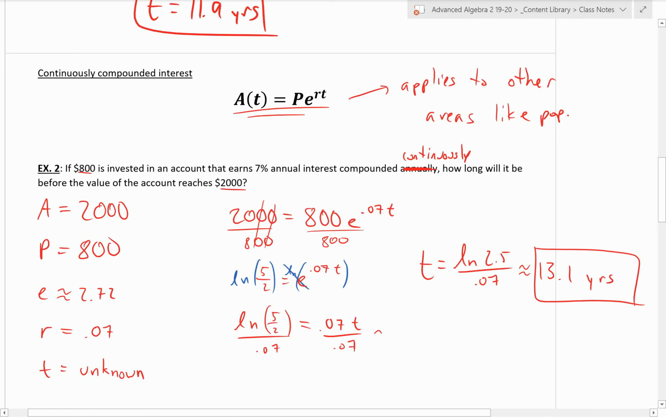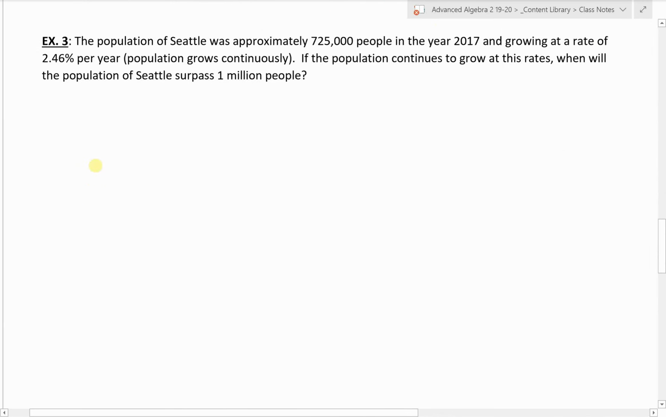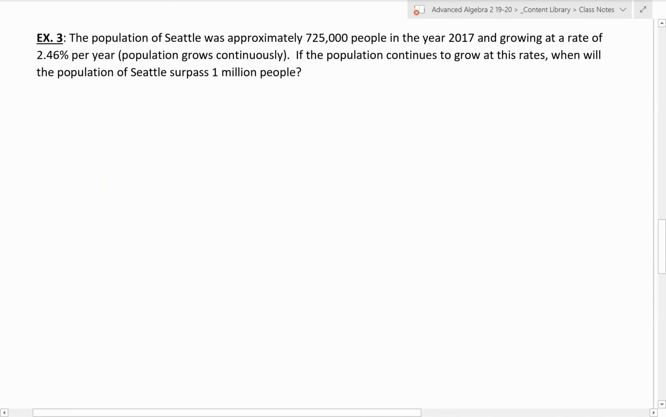And lots and lots of real world phenomena are modeled by this natural continuous compounded growth function, specifically population growth. So let's look at a local example for us here. The population of Seattle was approximately 725,000 people in the year 2017, and at that point had been growing for a few years at a rate of 2.46% per year. Population grows continuously. On the Chapter 7 test, that cost a number of people a point or two, was they used the yearly compound interest formula instead of the continuous compound interest formula.